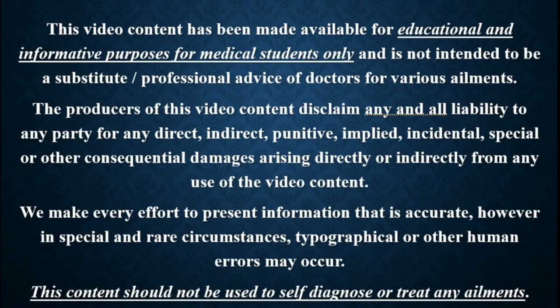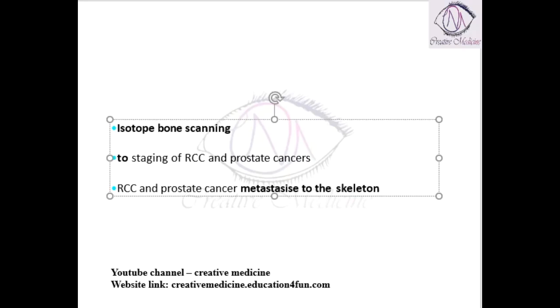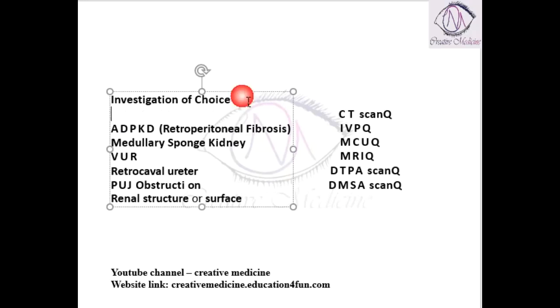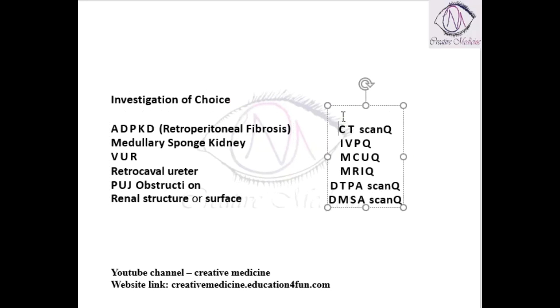In this lecture, we will learn about the investigation of choice of different diseases of the kidney. So, autosomal dominant polycystic kidney disease or retroperitoneal fibrosis, the investigation of choice is CT scan. Medullary sponge disease, the investigation of choice for the medullary sponge disease is intravenous pyelogram.